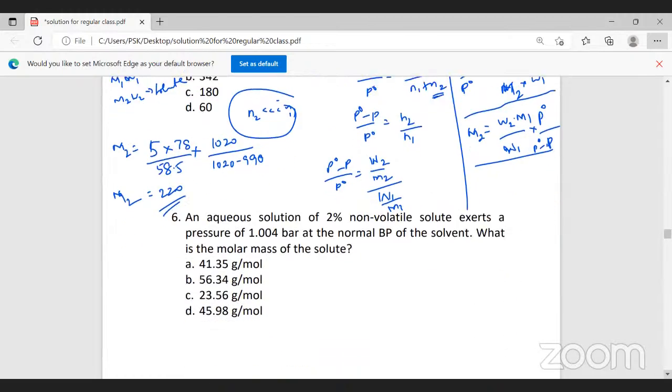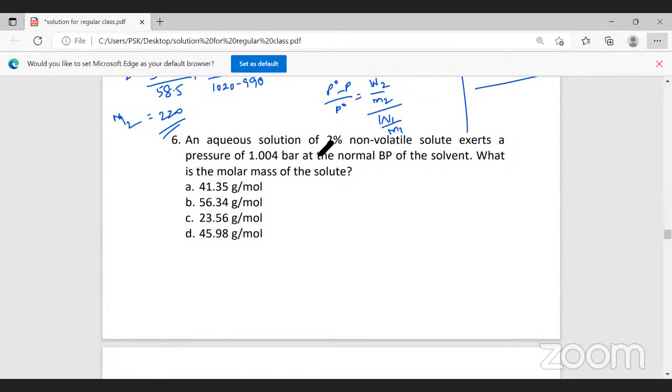Now the next question for our discussion is: an aqueous solution of 2% non-volatile solute exerts a pressure of 1.004 bar at the normal boiling point of the solvent. What is the molar mass of the solute? Now, what is given?